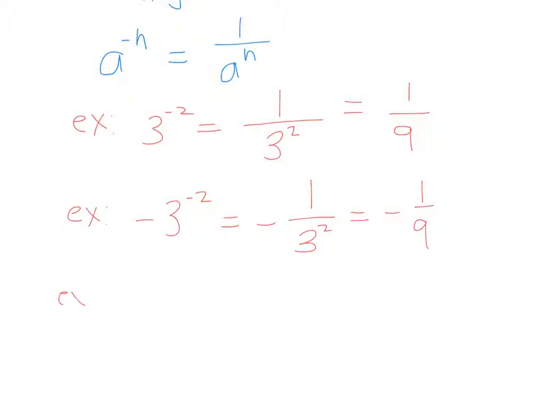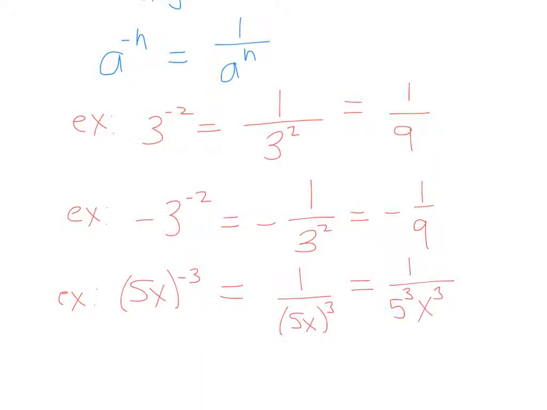Okay, let's look at this one. Let's say we've got 5x, that whole quantity in parentheses, with an exponent of negative 3. In this case, the base for that exponent is that whole quantity, 5x. That whole quantity goes in the denominator. We take the reciprocal of it, and we apply that exponent of 3. So we can distribute that exponent of 3 to the 5. So we get 5 cubed x cubed, and simplifying that, we get 125x cubed.